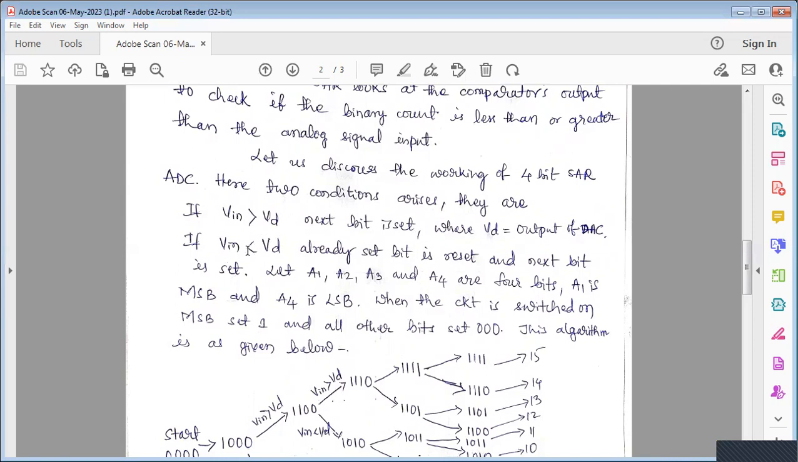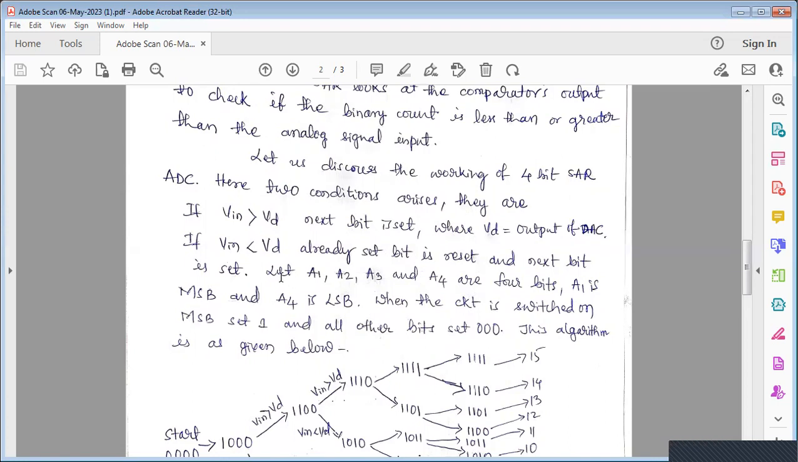And if Vin, the input voltage, is less than the DAC voltage, the already set bit is reset, and the next bit is set. These are the very important conditions one has to take care of, and based on these two conditions, the algorithm of successive approximation works.